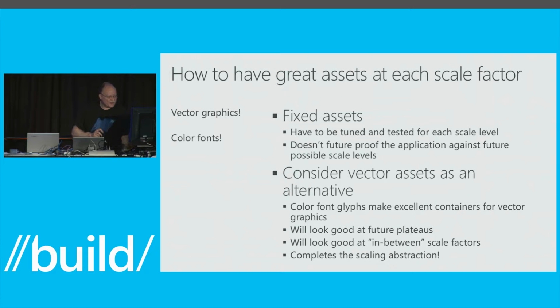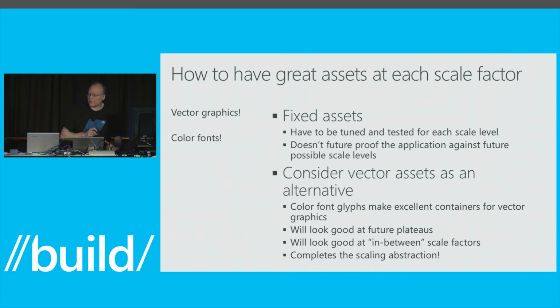The other problem with fixed assets, though, is they don't really future-proof you against these possible scale levels unless you go ahead and develop like 500% assets right now. So an alternative that we've suggested before, and I think is going to keep coming up more and more frequently, is the notion of moving towards vector assets. We actually have a delivery mechanism for those in color fonts. They're supported through DWrite, so they're available in places like HTML and in the universal Windows app models. And they make really good containers for vector graphics.